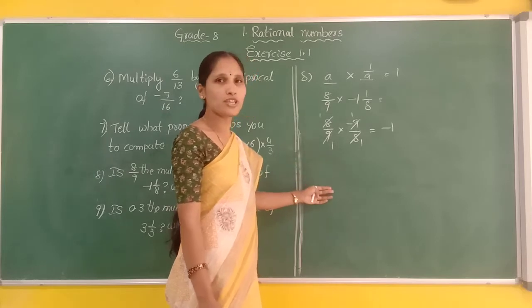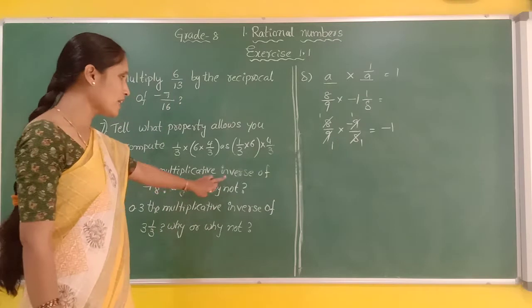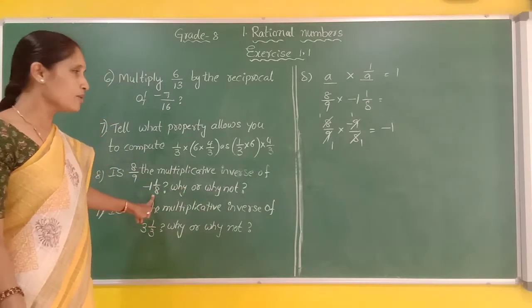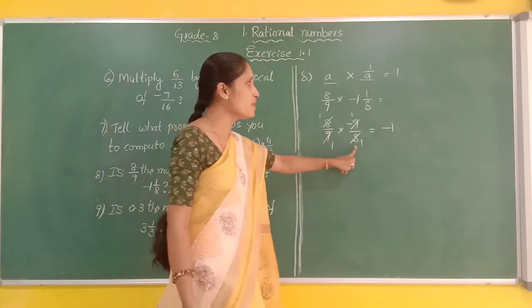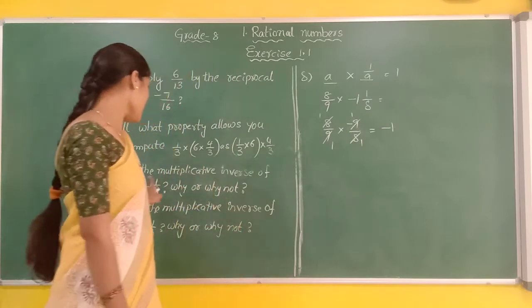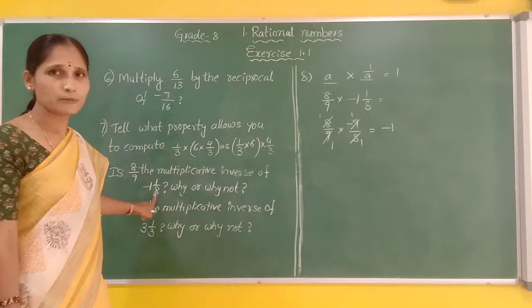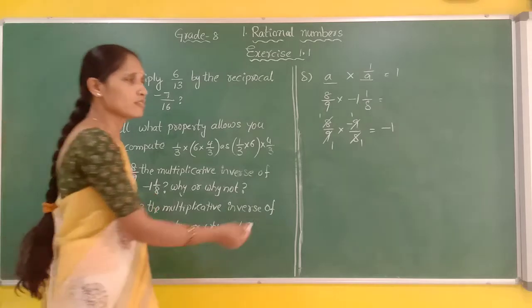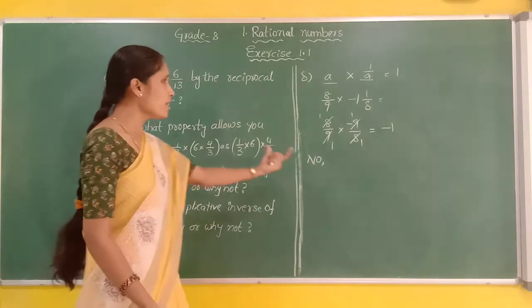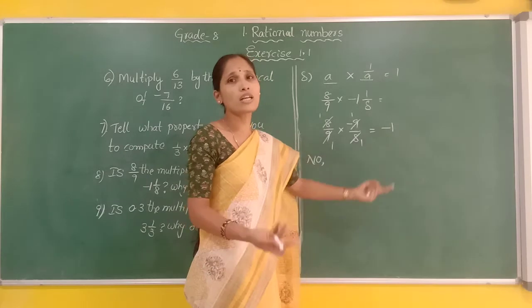So tell me the conclusion. Is 8 by 9 the multiplicative inverse of minus 1 by 8? No. Why? Because the product of the two numbers is not equal to 1. No is the answer, because the product of these two numbers is not equal to 1.